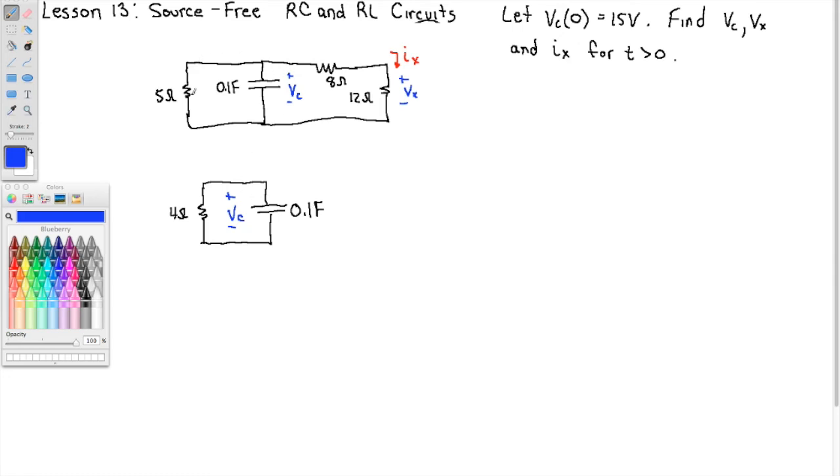Now in doing that combination, we lost Ix, because Ix was the current through the 8 and the 12, not the 5, and we combined those things with the 5. So we lost Ix, and we also lost Vx, because Vx was the voltage across the 12, and we combined that with the 8 and so forth. But we still have Vc, that's the voltage across the capacitor. Now, let's start by finding the time constant.